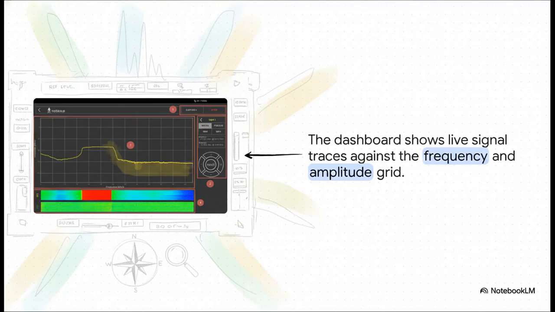And here is how it all comes together on the screen. You've got frequency running side to side, amplitude running up and down, and that yellow line is your live signal trace. All those controls we just mentioned, the span, the reference level, the RBW, are what you use to frame this picture perfectly and get the answers you're looking for.